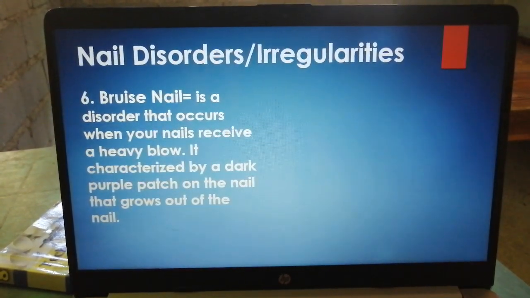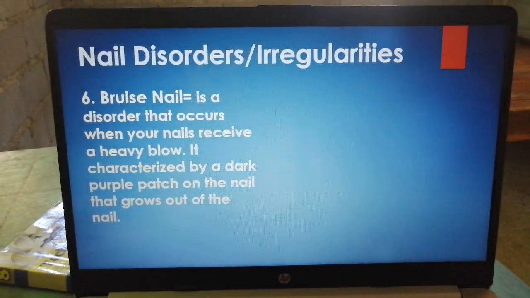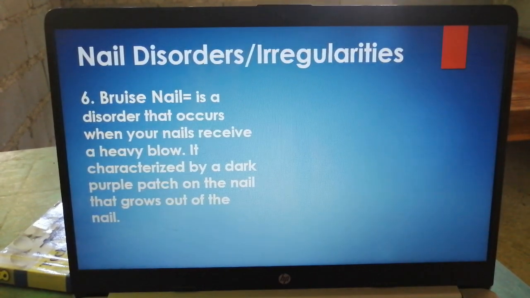Then next is bruised nail. It's a disorder that occurs when your nails receive a heavy blow. It is characterized by a dark purple patch on the nail that grows out of the nail.